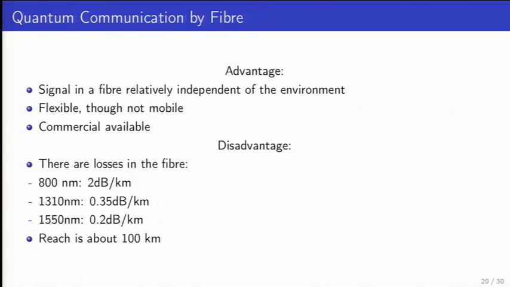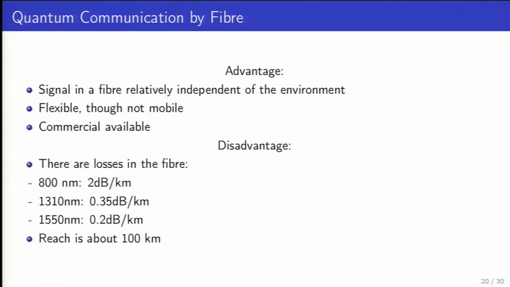Okay, then the next thing we could do is quantum communication by fiber. The advantage here is that the signal in the fiber is relatively independent of the environment. I say relatively because every physicist that has shaken his fiber during an experiment knows how hard it can get to get any signal out of it. The fiber is of course flexible, but it is definitely not mobile. The good thing is also that you can use commercially available fibers, and these fibers are already in the ground and can be used at will.